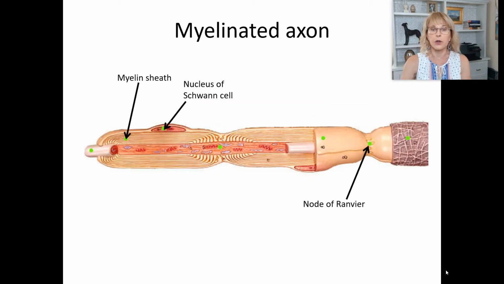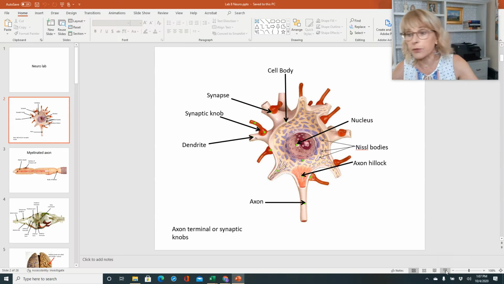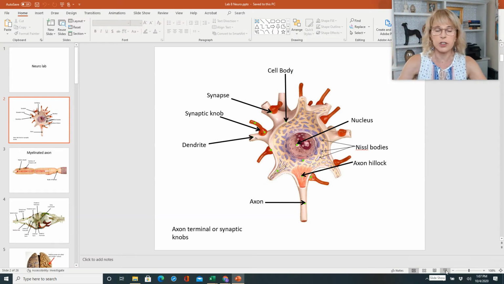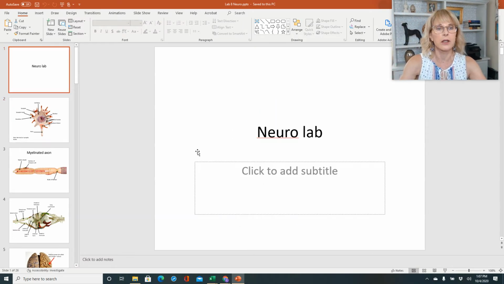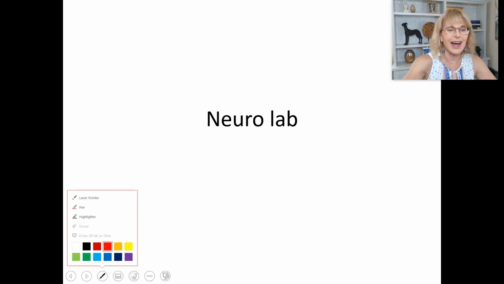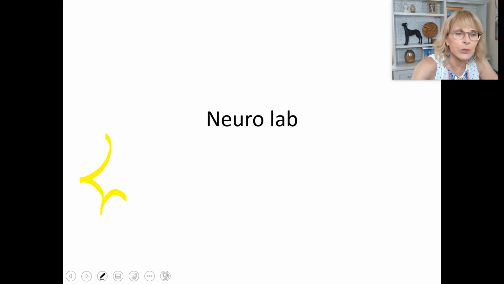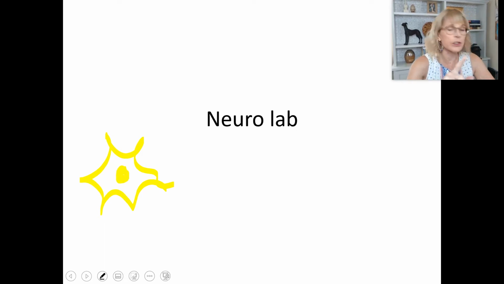Every neuron or nerve cell has got different parts to it. Let me just draw for you. Yeah, I know I can't draw. Okay, so that is going to be the cell body. The cell body is the part of a neuron where the nucleus lives, right?